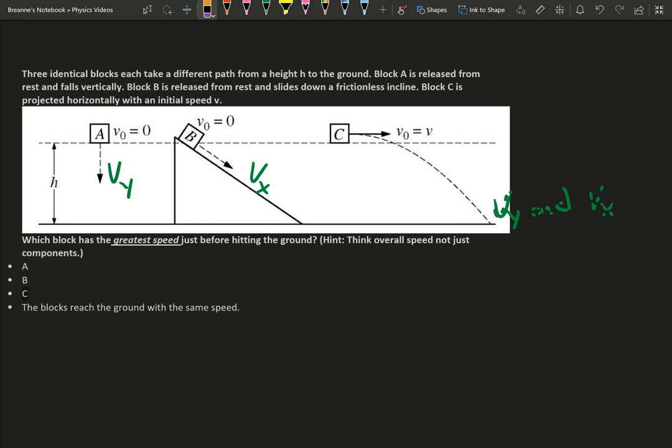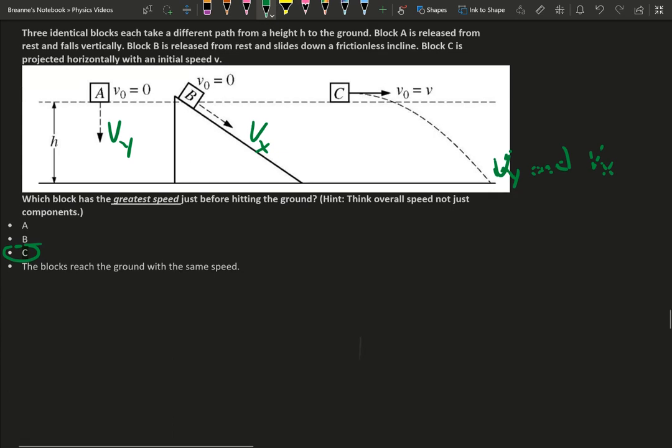And so the key thing is you didn't have to sit there and do the math for anything. You could realize that the answer is C because it involves your y and your x. This one just involves x, this just involves a y. This is the one that involves your x and your y. So of course your overall speed is going to be greater because you're having 2 components versus just the 1 component.